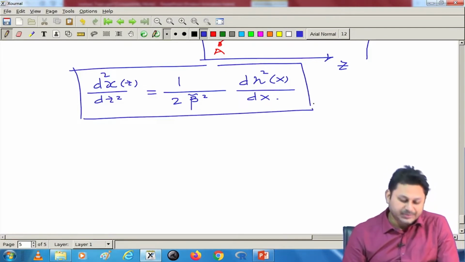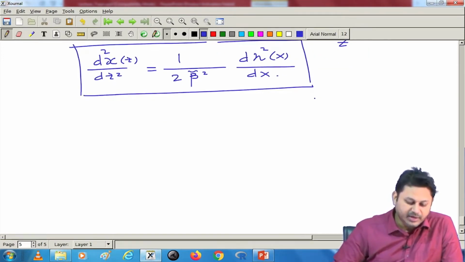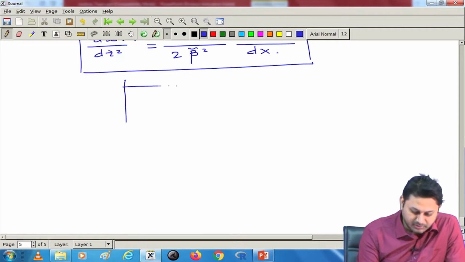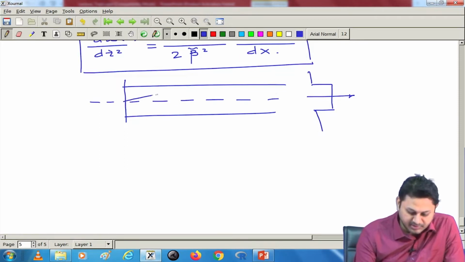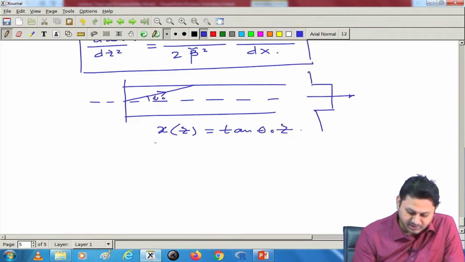and we will use this equation now. In the previous class we found out the condition for the path for the step index profile, and we found from this equation that the rays are moving in a straight line like this, and the expression was x as a function of z is simply, if the initial angle is given as theta 0, then tan theta 0 multiplied by z, a simple expression like this.